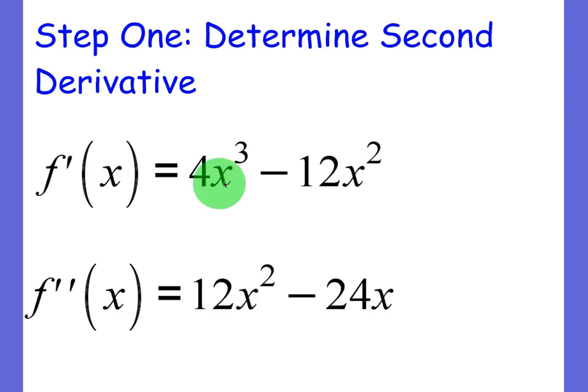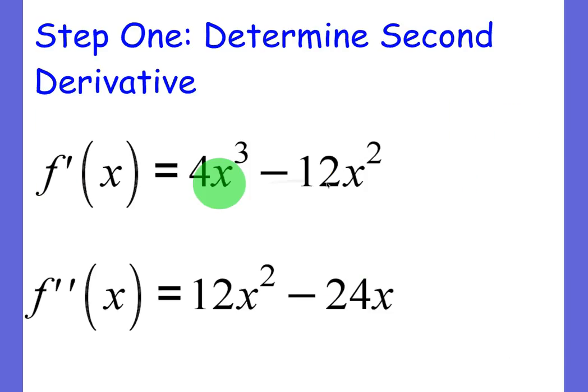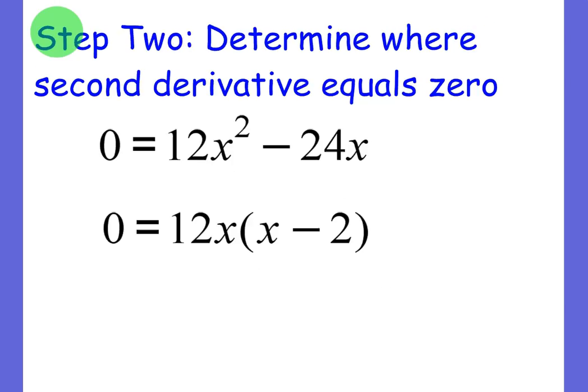The first derivative of this function, using the power rule, would be 4x cubed minus 12x squared. The second derivative would be 12x squared minus 24x. So concavity can only change whenever the second derivative equals 0. Kind of like a function can only change from increasing to decreasing whenever the first derivative equals 0. So there's a relationship there.